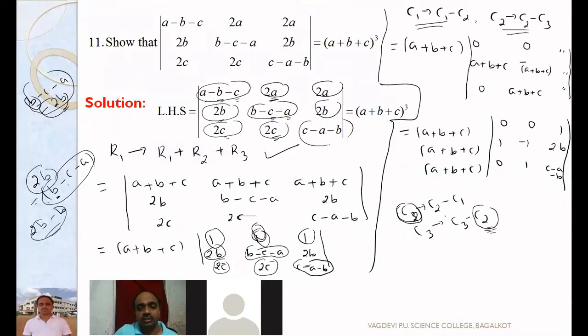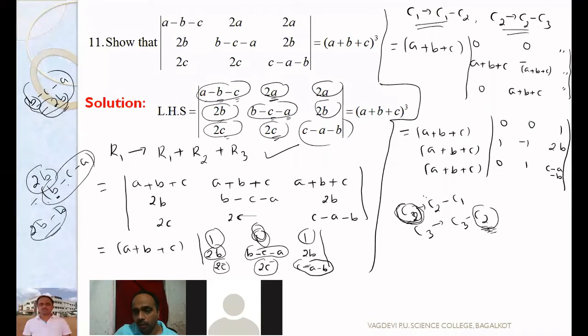C2 changes to C2 minus C1, C3 changes to C3 minus C2. That is not appropriate, because when you change C2, this C2 you cannot use here because it leads to confusion whether it's old C2 or new C2. So don't write like this. Write in increasing order. C1 minus C2, C2 minus C3. That is safe. You may get wrong results if you do like this, because this C2 refers to new C2, because already C2 has changed and you cannot use the old column.